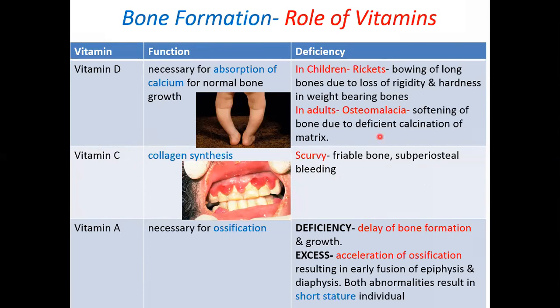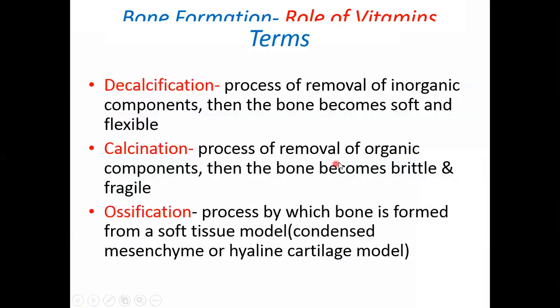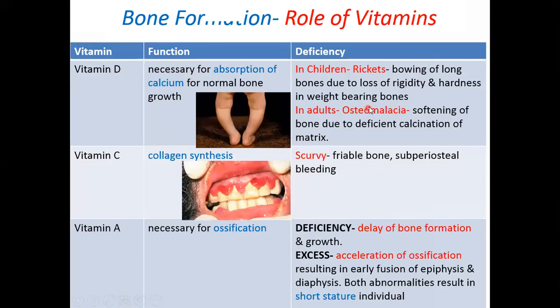Deficient calcination means the calcination process is not perfect. What is calcination? Calcination is removal of organic components, and usually the bone becomes brittle. So this is the normal process of calcination. If there is a defect in it, that is related to vitamin D deficiency.